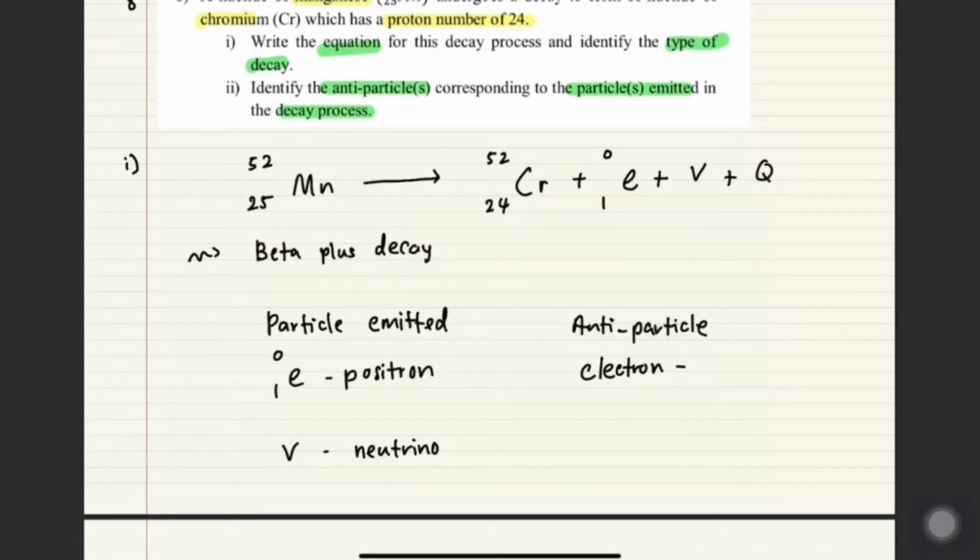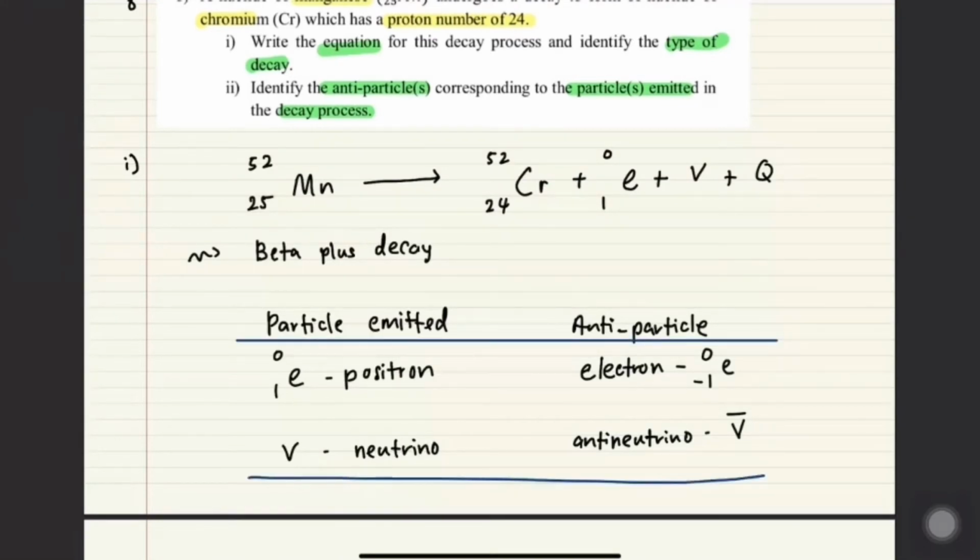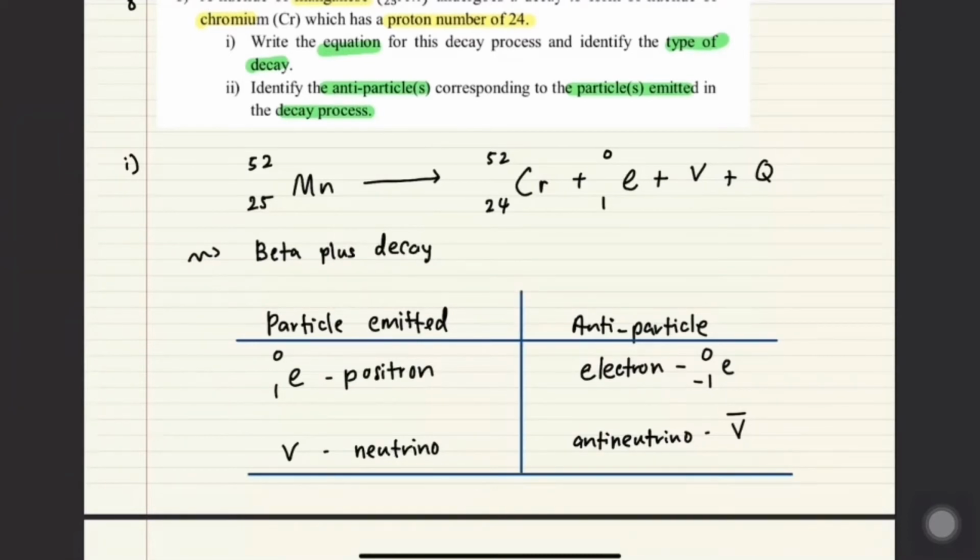Tu yang memang nak tanya soalan. Kalau elektron, ada nak tanya ke? Tak ada. Okay. Lepas tu kalau neutrino, dia punya anti dia adalah anti-neutrino. So simbol dia adalah V, lepas tu ada bar. Okay, any question for the first question? Tak ada, sir. Yeah. Okay.